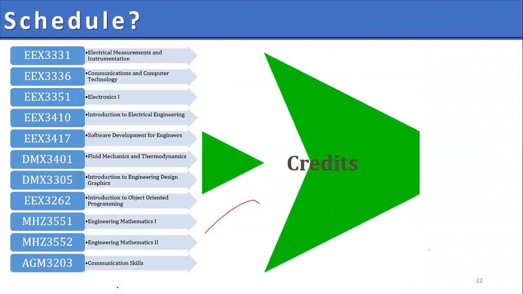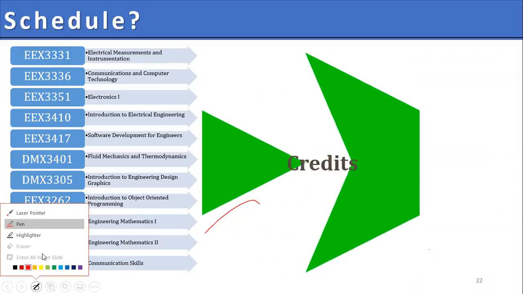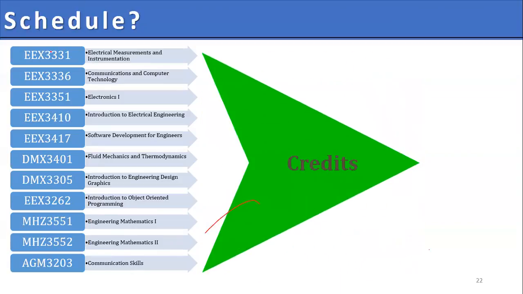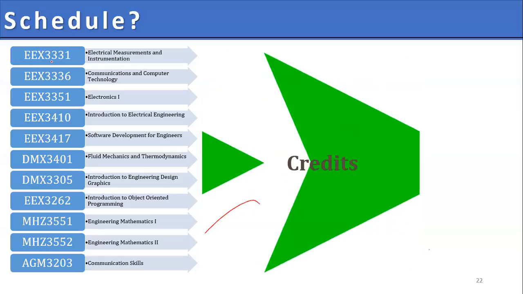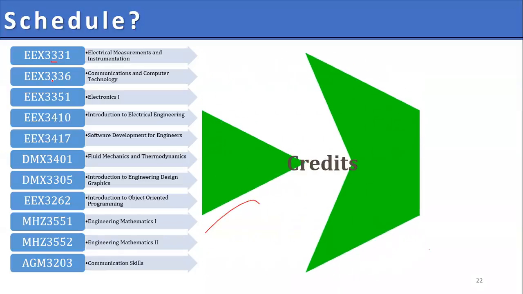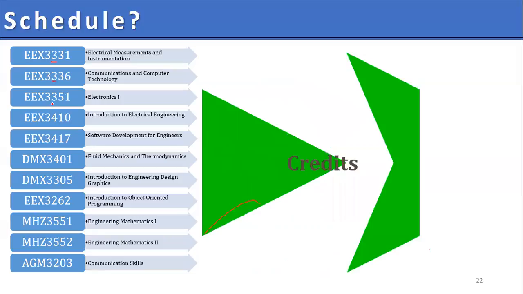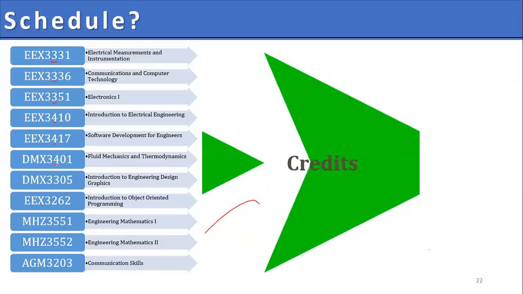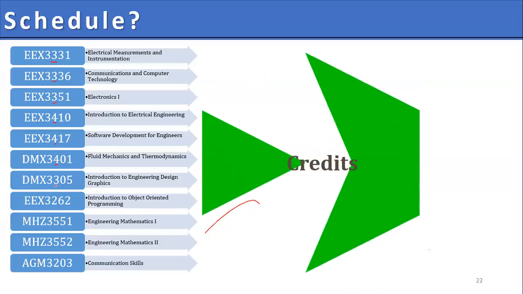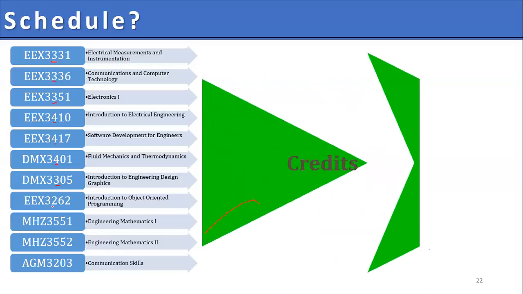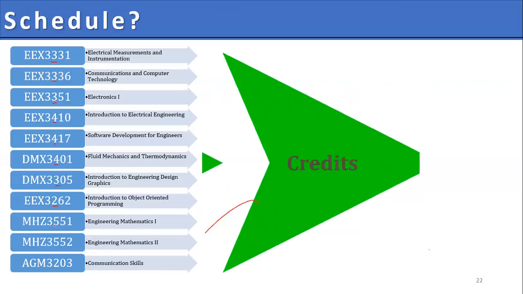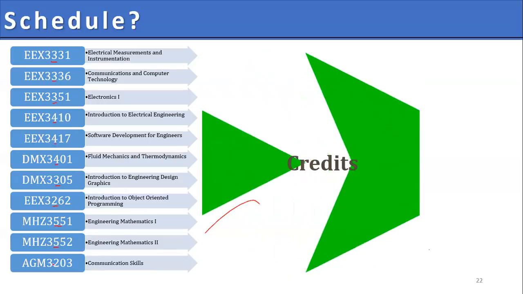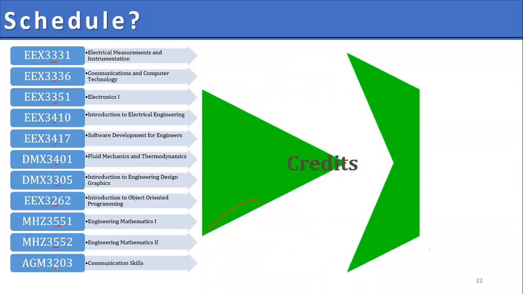You can see here, we have the first course with 3 credit value, again 3, 4, then again 4, DMX3401, then DMX3305. So I just mention here the credit value. Second digit 3 is the credit value. If you follow the other courses also, and AGM3203, that is communication skills.